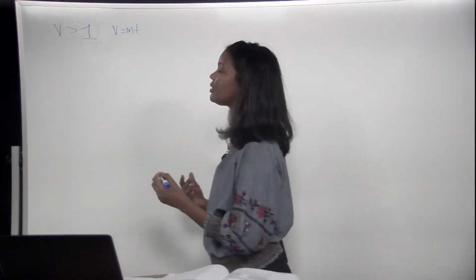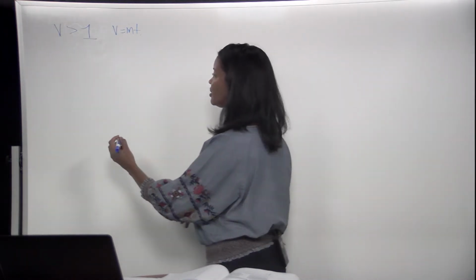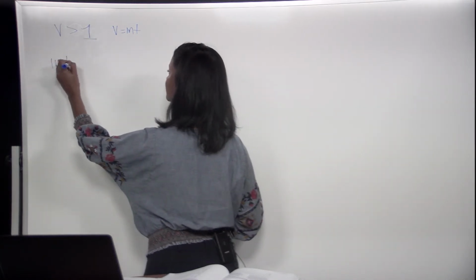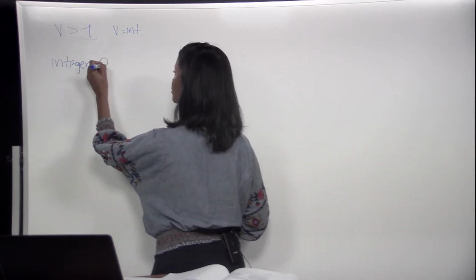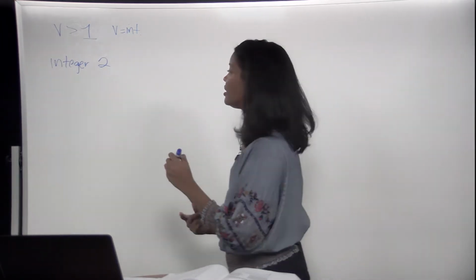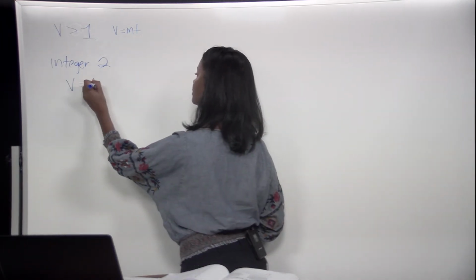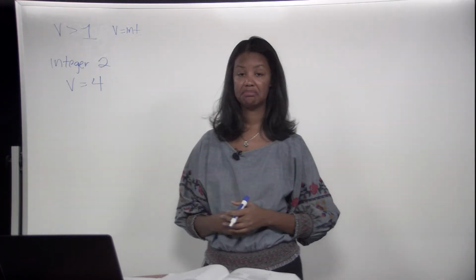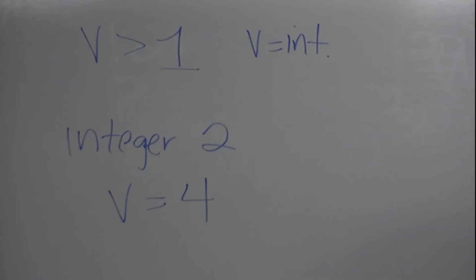Okay, so let's just pick an integer. So let's say we have integer 2, for example. And then v will be the square of that. So v will equal the square of 2, which is 4. So 4 is an example of what v could equal. So if that was the case, that could be a potential value for v.